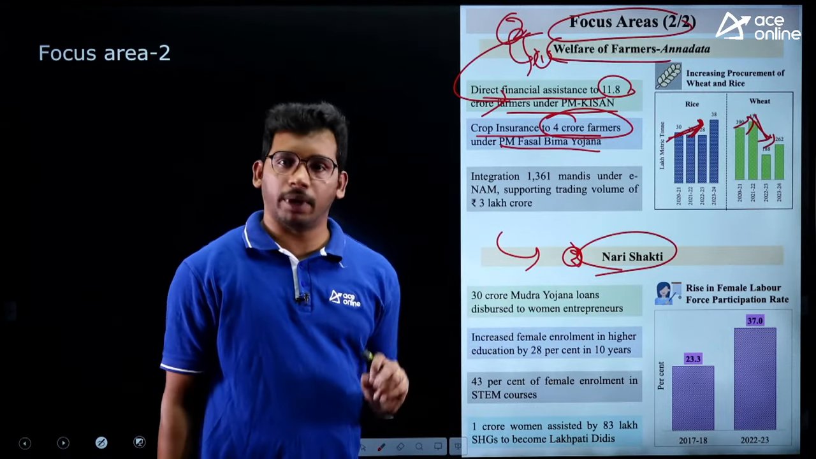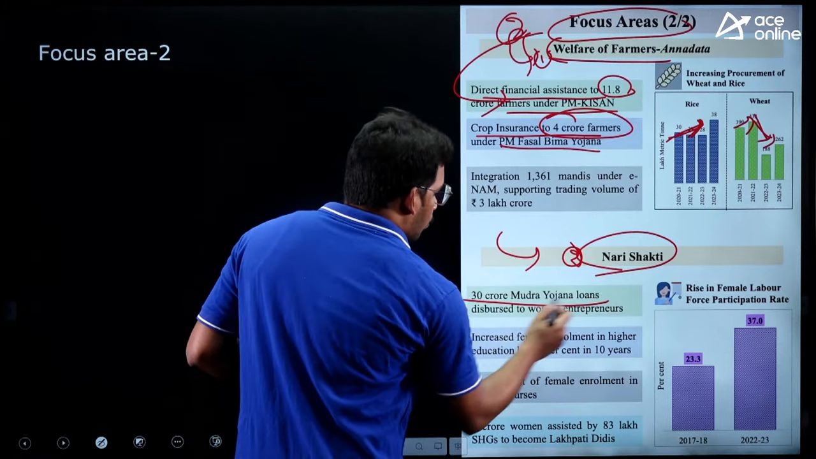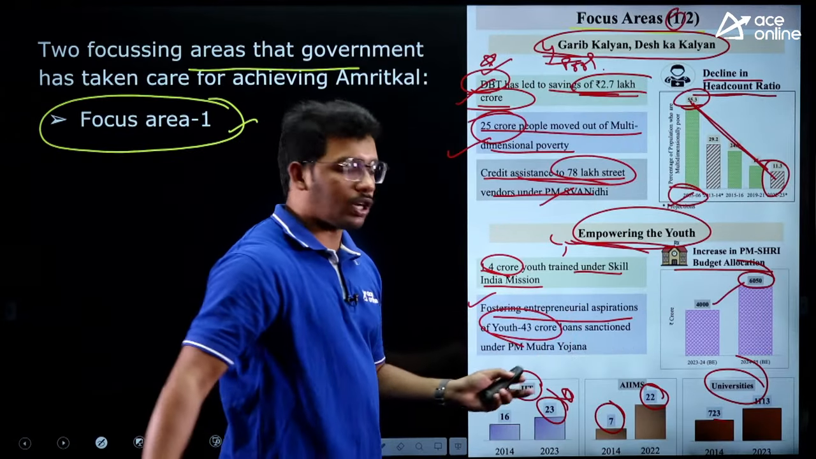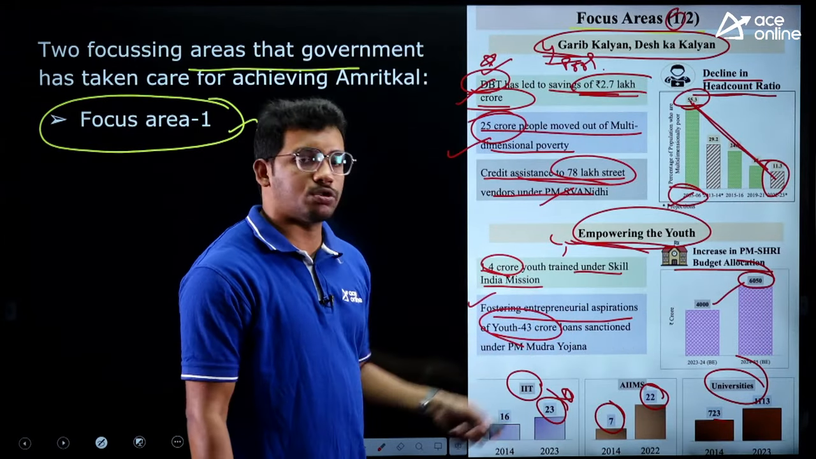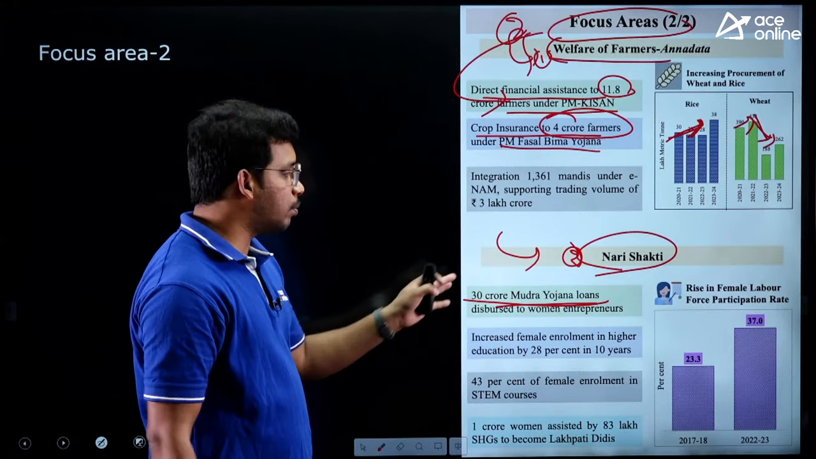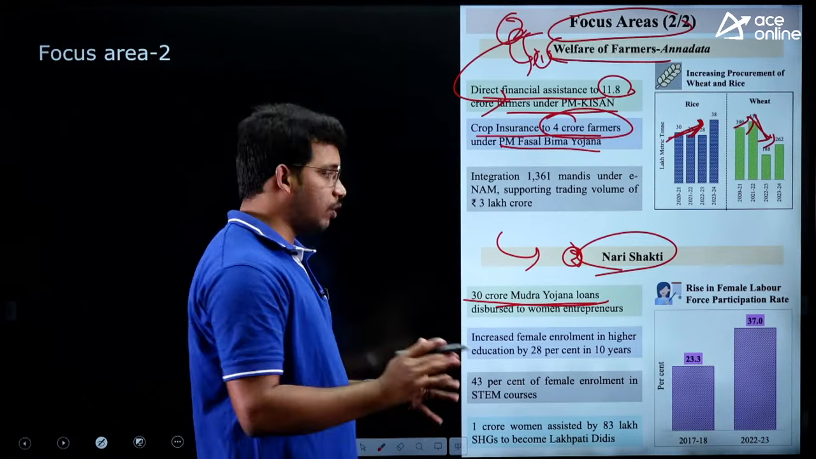For women, what has the government done? 30 crore Mudra Yojana loans have been given specifically to women. Here we have seen Mudra loans to the youth. Now here it is for women. There were 30 crore Mudra Yojana loans given to the women.